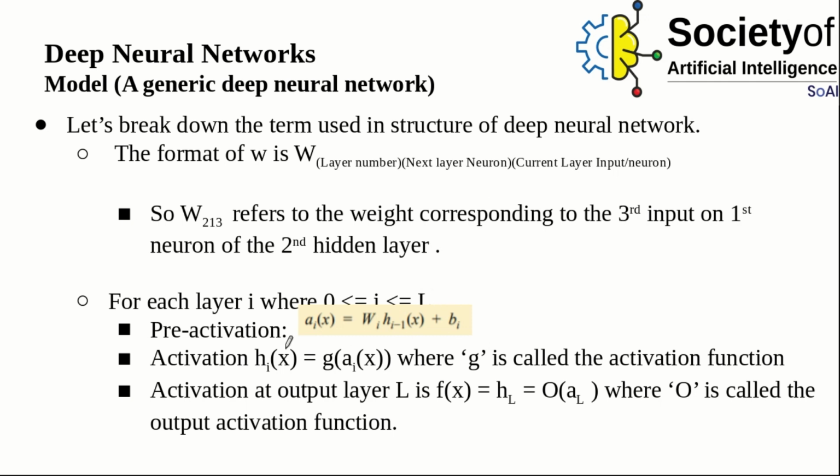So for each layer i, where 0 is less than or equal to i is less than or equal to capital L, the pre-activation function ai(x) is Wi times h(i-1)(x) plus bi. Here, the activation function hi(x) is g of ai(x), where g is called the activation function. The activation at the output layer L is a function hL(x) or O of aL(x), where O is also called the output activation function.